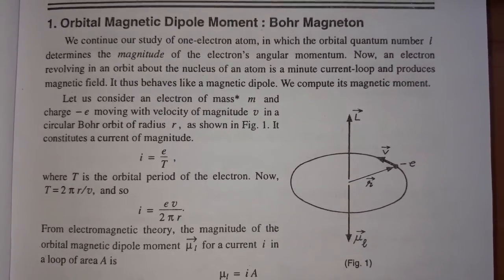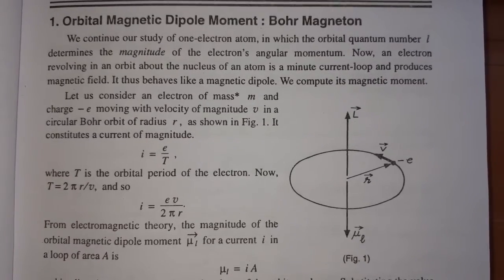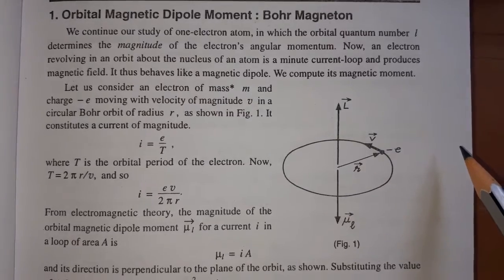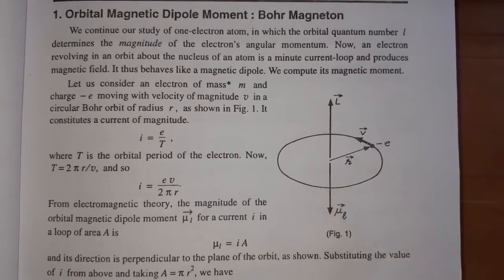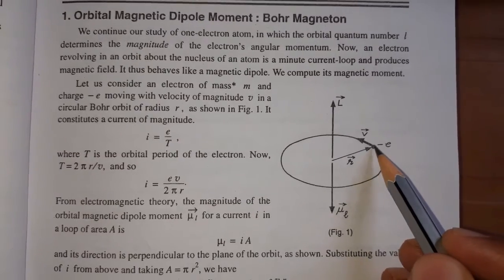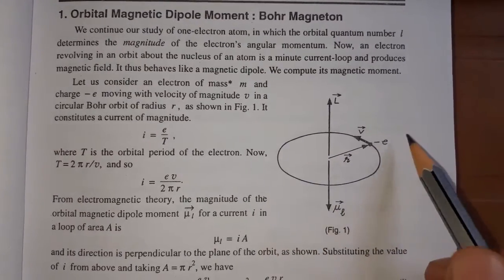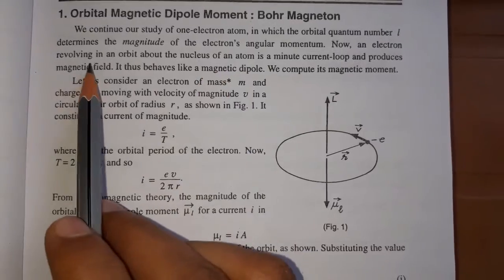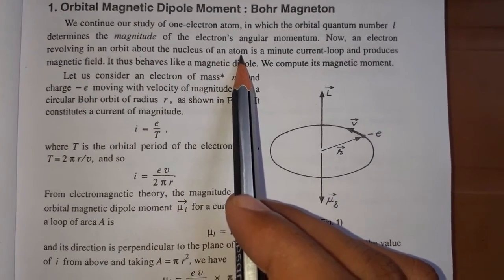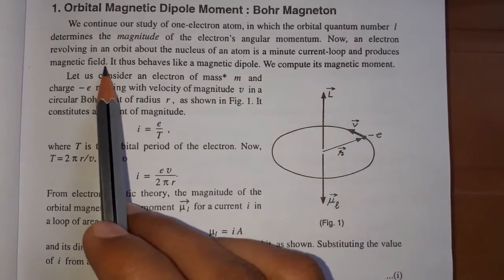So in today's topic we'll discuss orbital magnetic dipole moments and Bohr magneton. Okay, so we'll start from the electron. The basic concept is that when an electron revolves around its orbit, an electron revolving in an orbit about the nucleus of an atom is a minute current loop and produces a magnetic field.